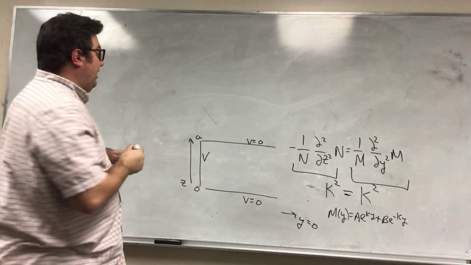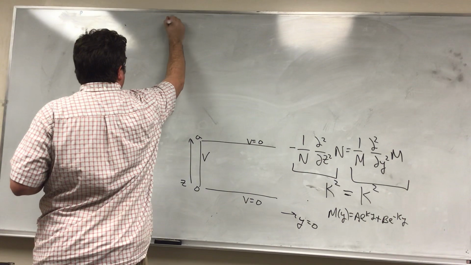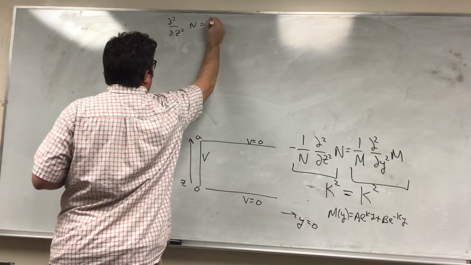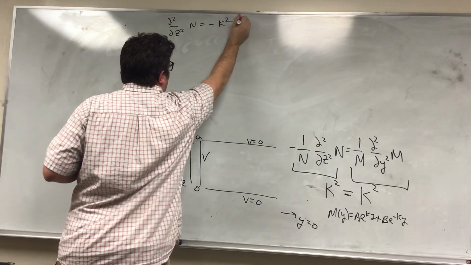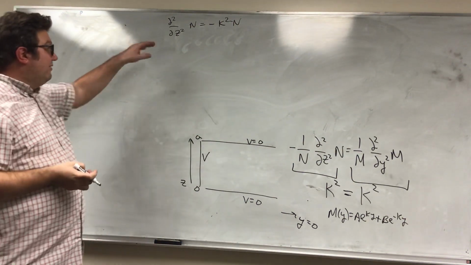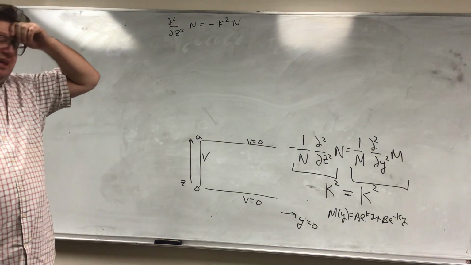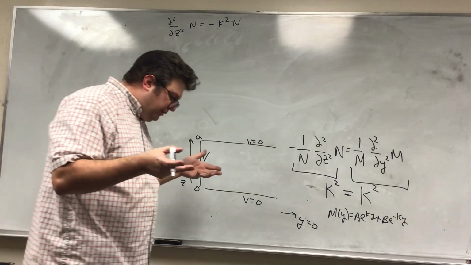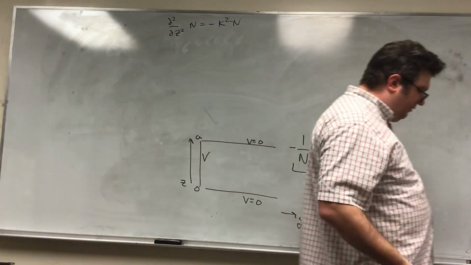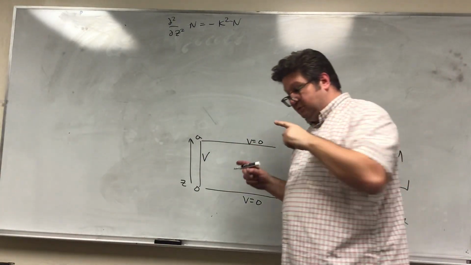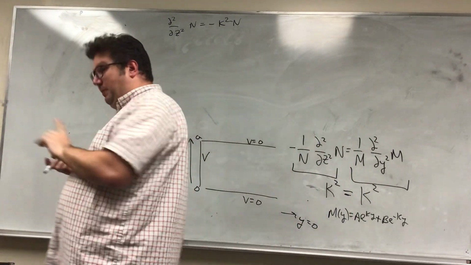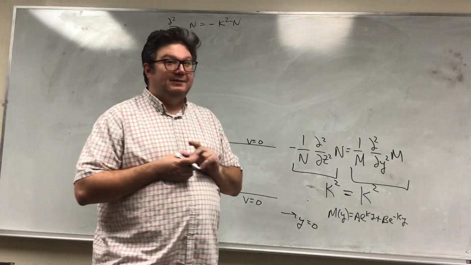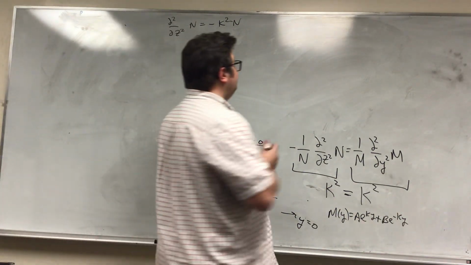All right, here now I have the second derivative with respect to z of n equals minus k squared n. So it's almost identical, only there's this pesky little minus sign. So what function do I take the derivative of twice, and it gives me back my function, but gives me a negative sign? Well, there's a couple I can think of.